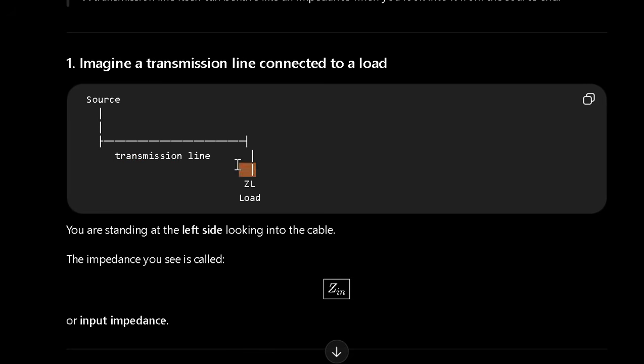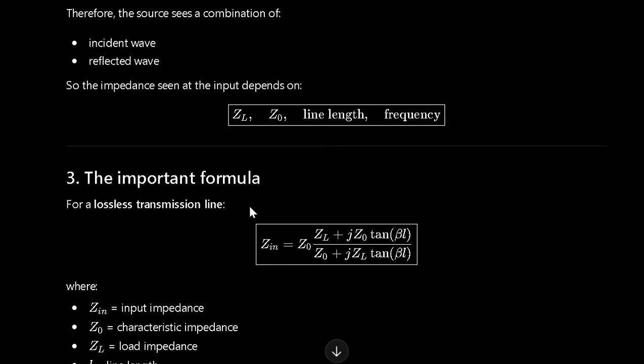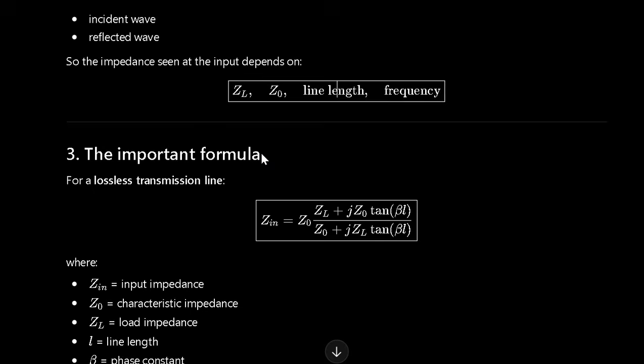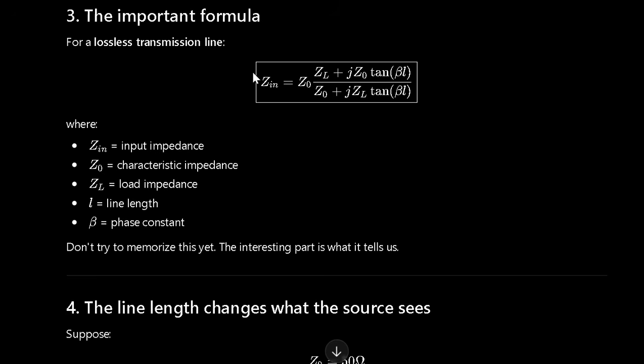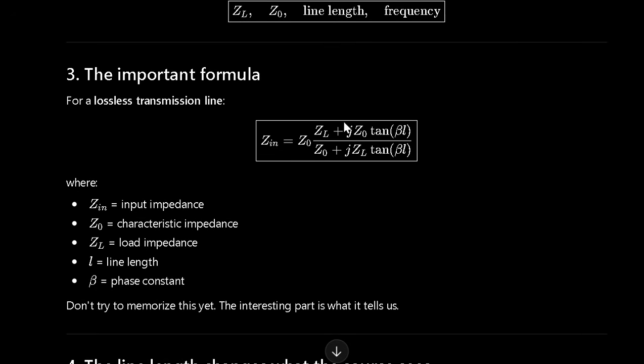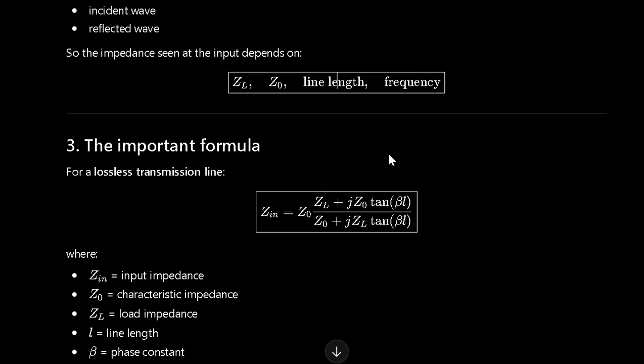The load impedance is ZL. So the input impedance Zin, with the incident wave and reflected wave, all depends on the load, characteristic impedance, line length, and frequency. The important formula for a lossless transmission line is Zin equals Z0 times (ZL plus jZ0 tan beta L) divided by (Z0 plus jZL tan beta L). So just remember this.